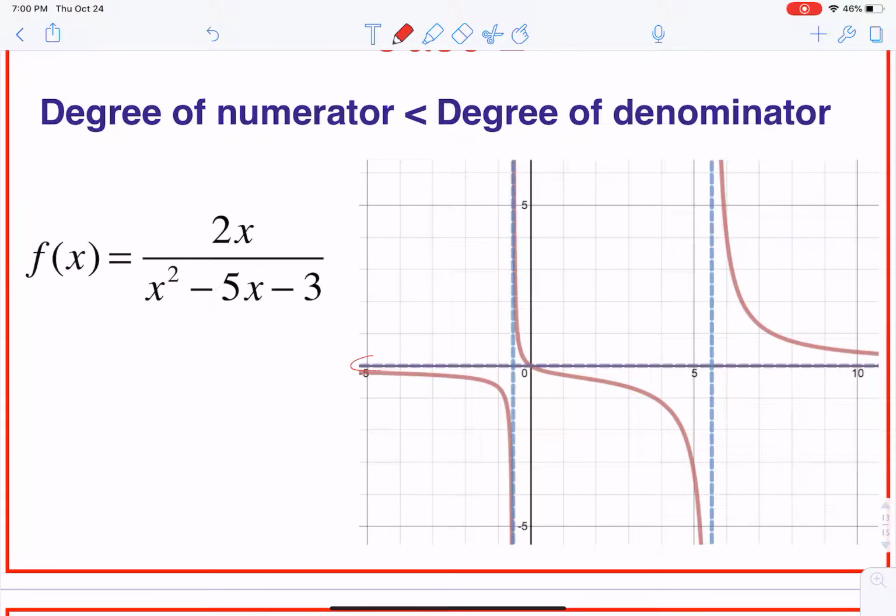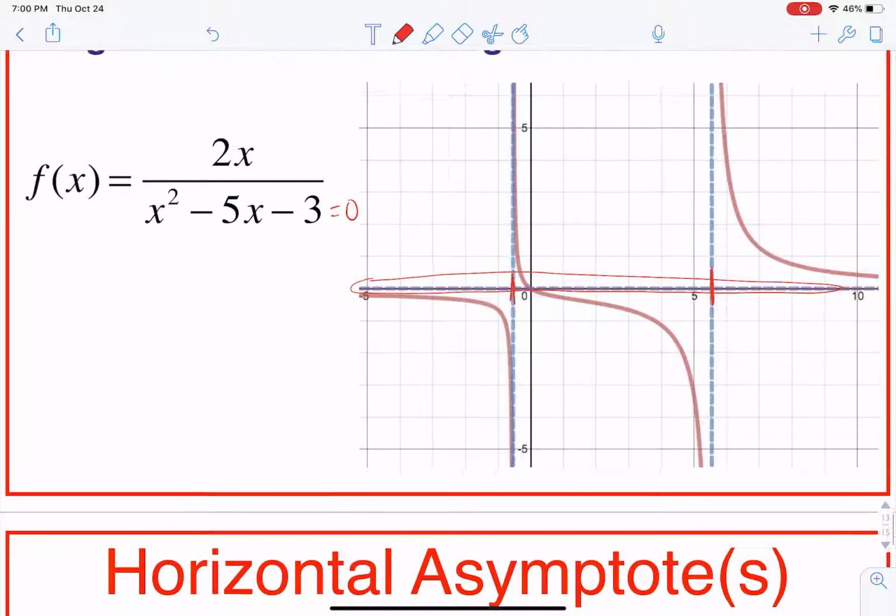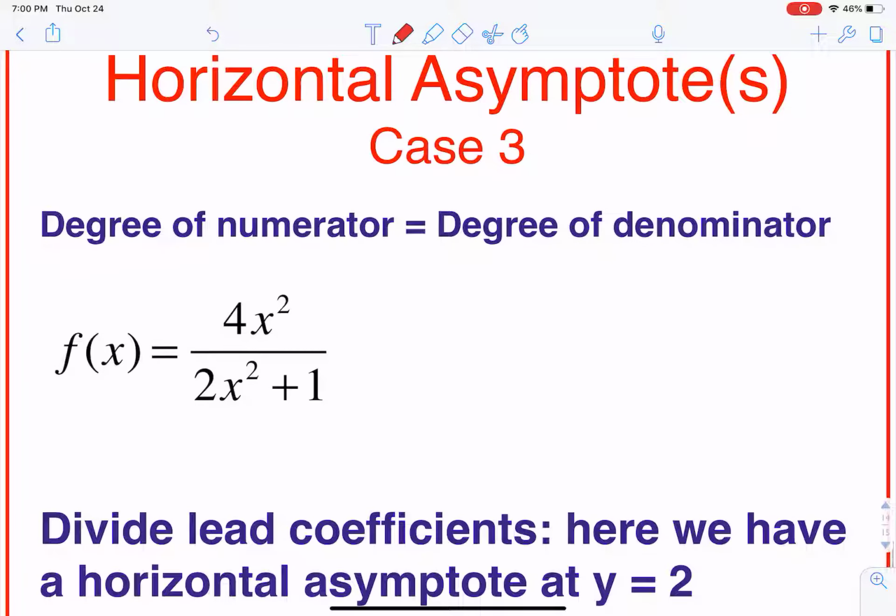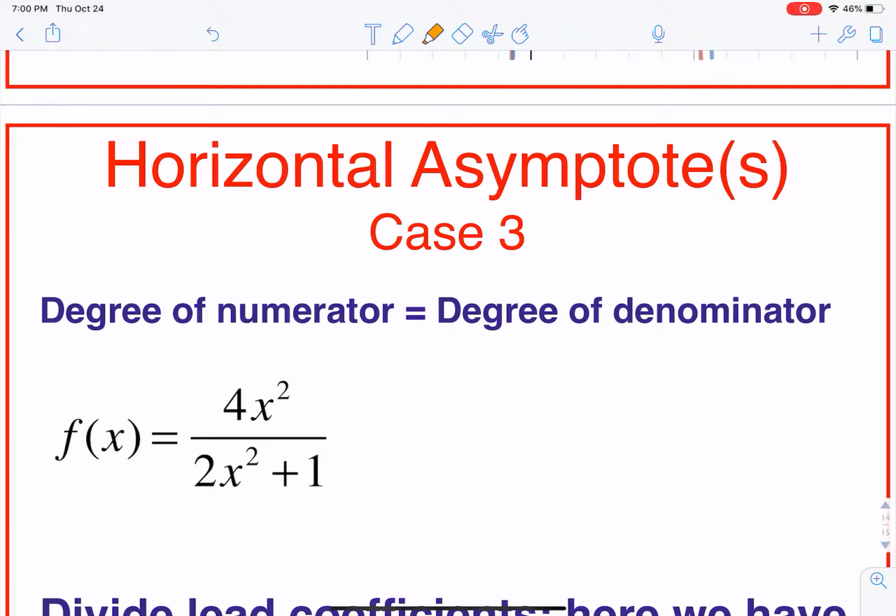Here's my horizontal asymptote at y equals 0, and we can see that we have 2 vertical asymptotes. We could solve this by setting the denominator equal to 0. It looks like we can't factor this, so we could complete the square or use the quadratic formula to see where those vertical asymptotes happen.